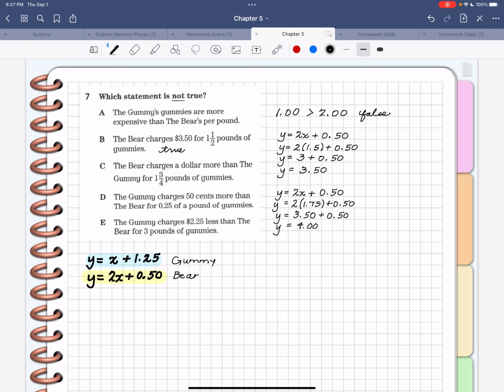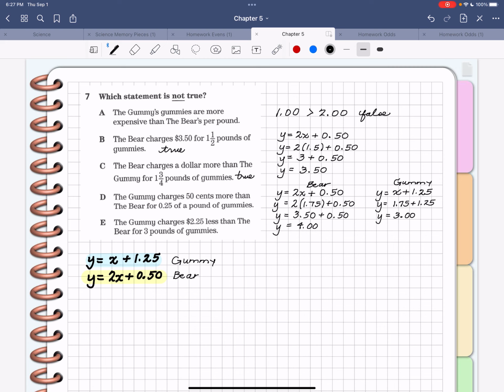So let's do the other equation, which is y equals x plus 1.25. Now remember, this is the bear, and this is the gummy. So we have y equals 1.75 plus 1.25, and that is going to be $3. So the bear is $1 more than the gummy. That is true.